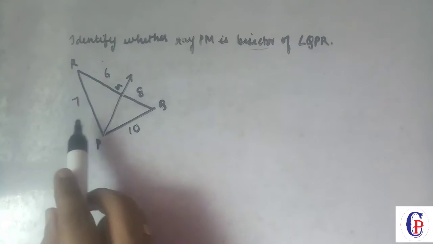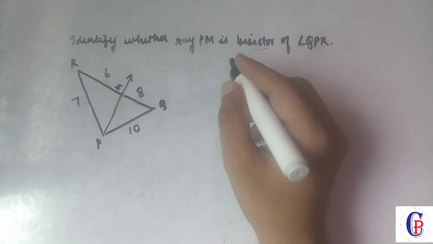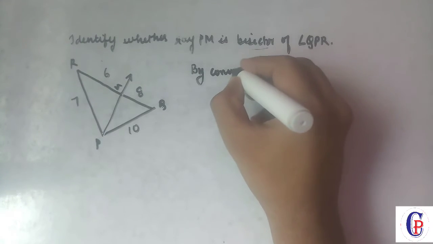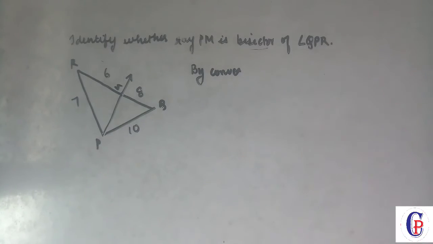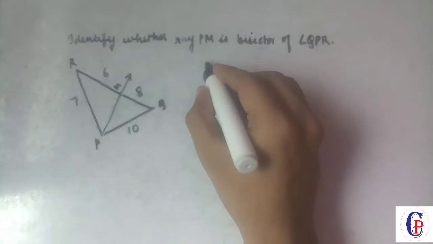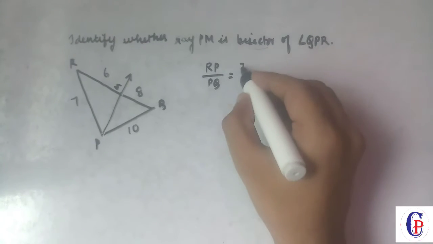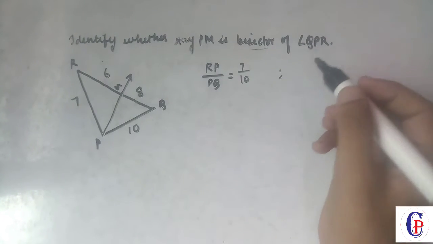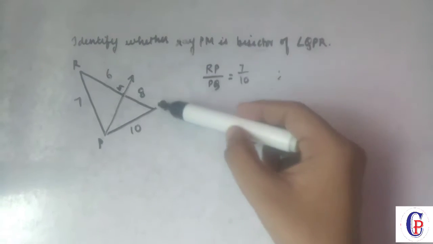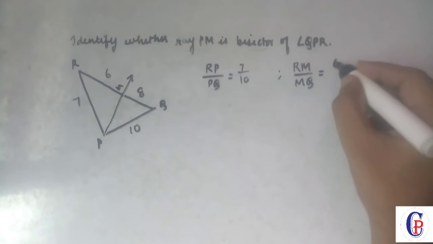So what we will do is take the ratio of the sides. That is, we will use the converse part of the property of angle bisector. So we will write here, by converse. Okay, one minute. Before writing this, let us first check the value. So RP upon PQ is 7 upon 10. If you have taken RP upon PQ, then you have to take RM upon MQ. Okay, RM upon MQ. So we get 6 upon 8.